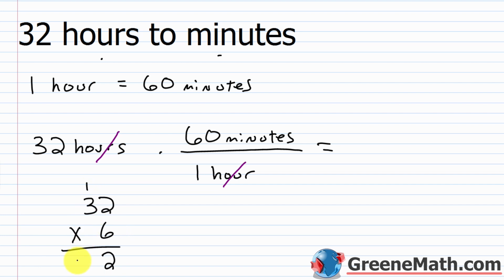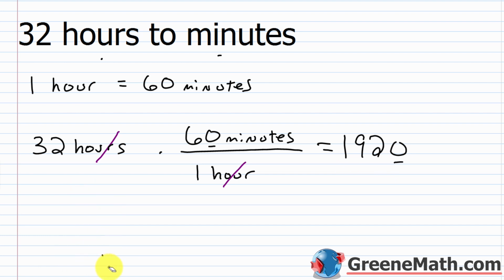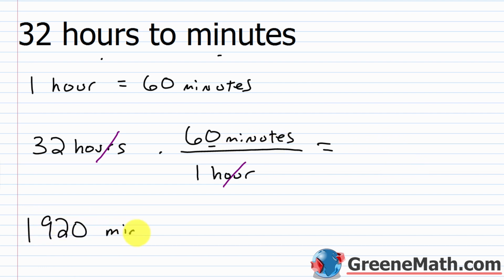6 times 3 is 18, plus 1 is 19. So I had 192, put a trailing 0 at the end, 1,920. And then don't forget to write your units, which I don't know if I can fit them on that line. Let's bring that down here. 1,920. And then, of course, we have minutes. So 32 hours converted to minutes is 1,920 minutes.